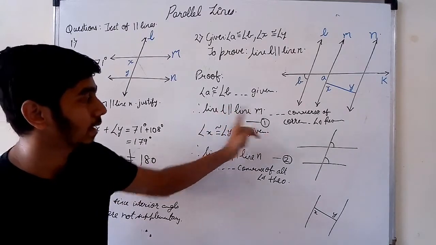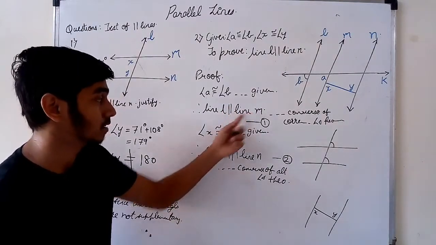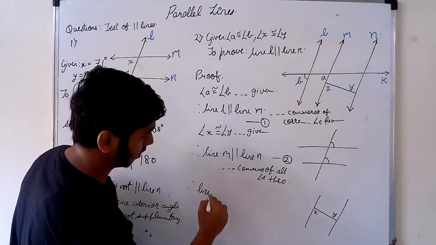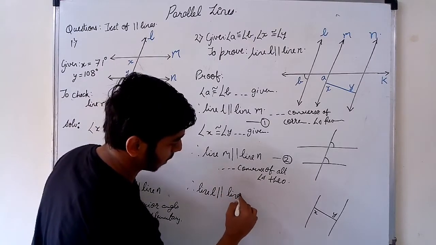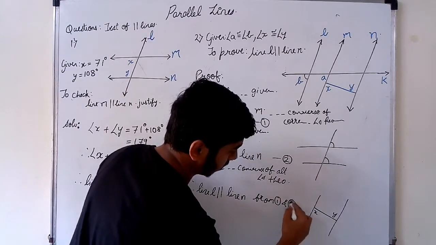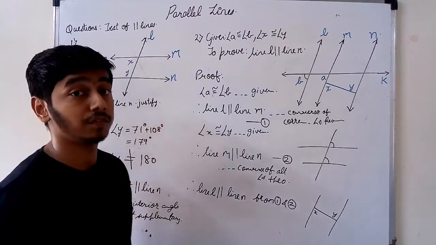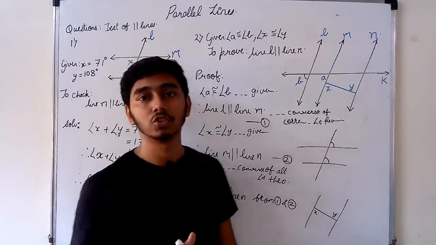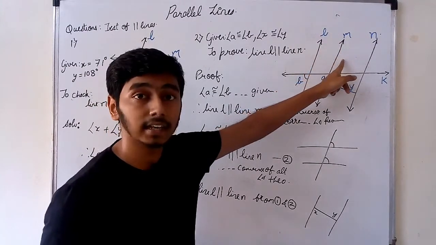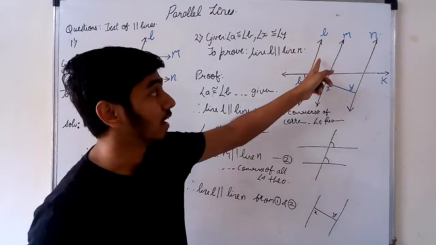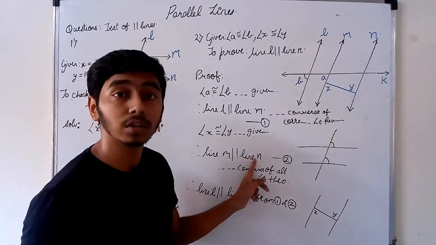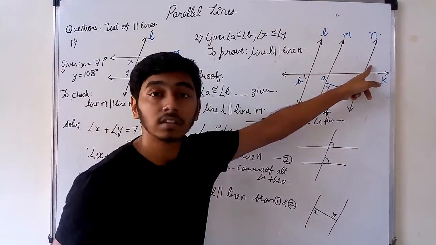Now if you see, line M is the same, it's there in both. Therefore can we say line L is parallel to line N from 1 and 2? Why? If you remember the very first chapter, basic concepts in geometry, it says that if the first line is congruent to the second line, and the second line is congruent to the third line, then the first line is congruent to the third line.